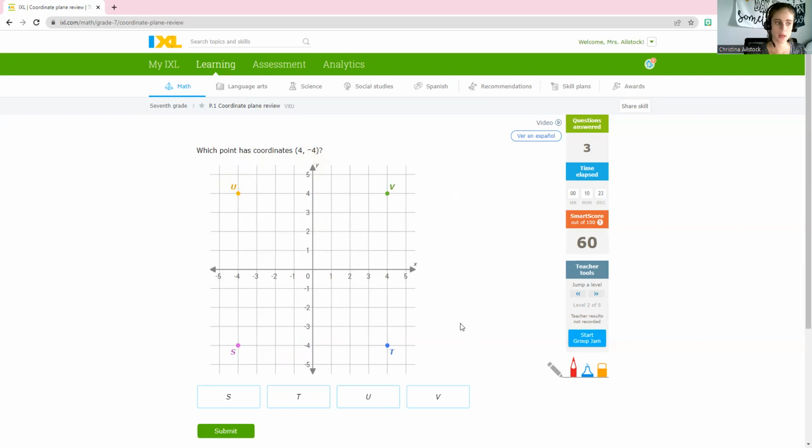All right, let's try another one here. Which point has the coordinates of 4, -4? I'll just keep using the IXL tools actually.